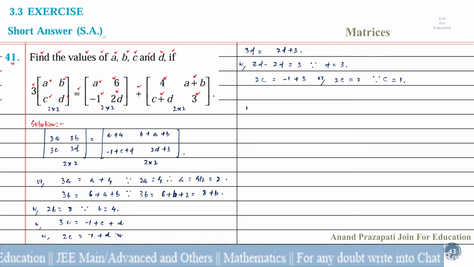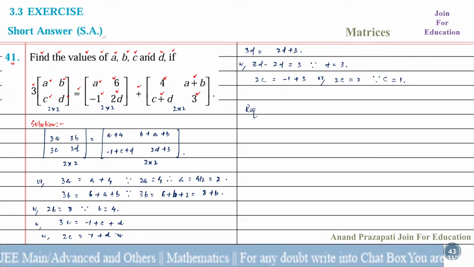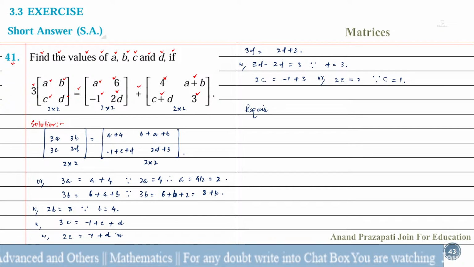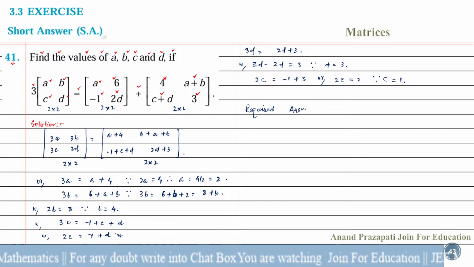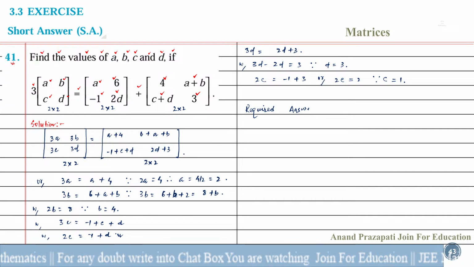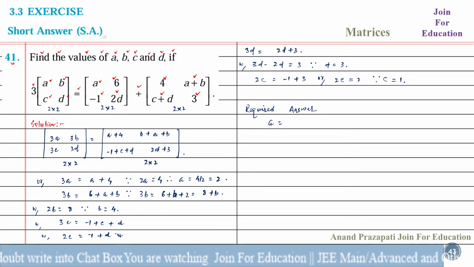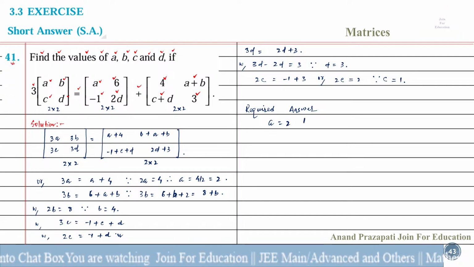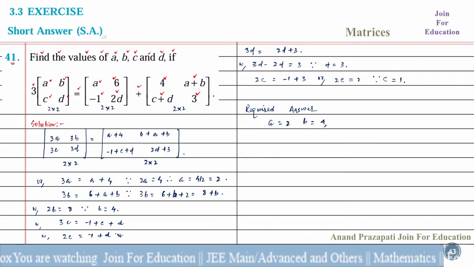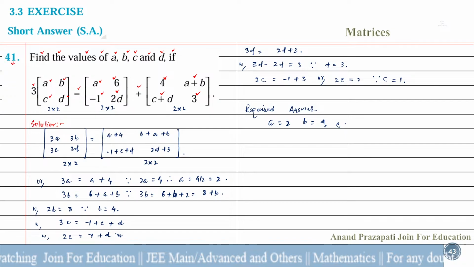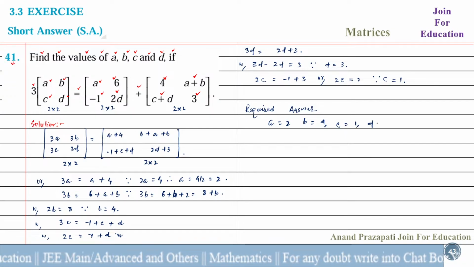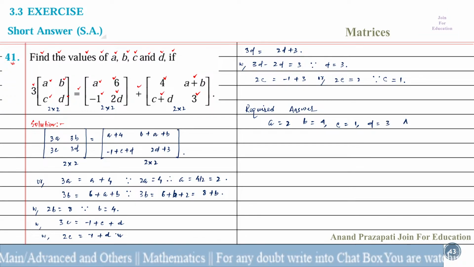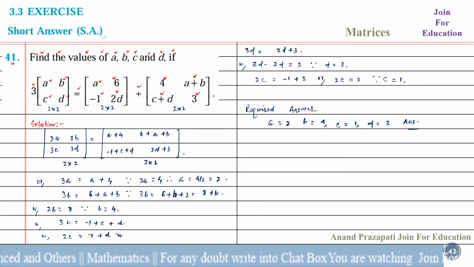Here required answer will be a equal to 2, b equal to 4, c equal to 1, and d equal to 3. So this one will be the answer of this question.